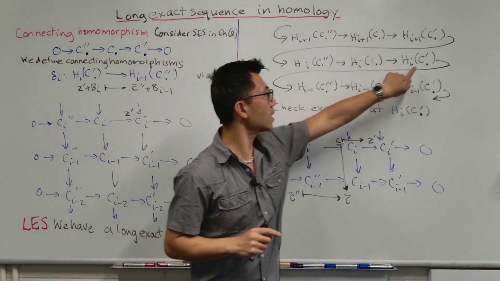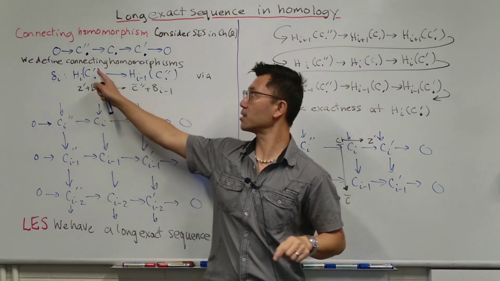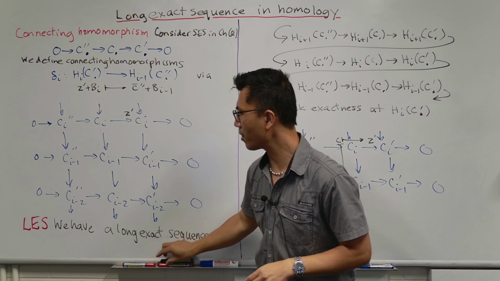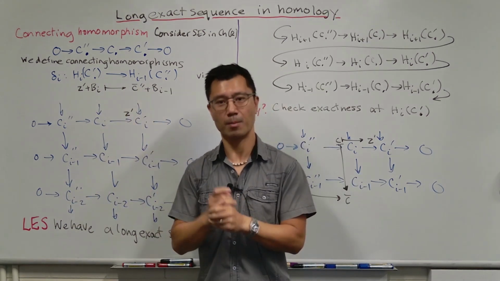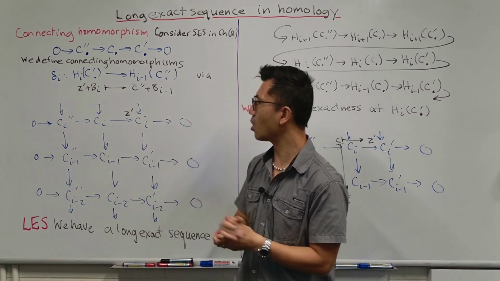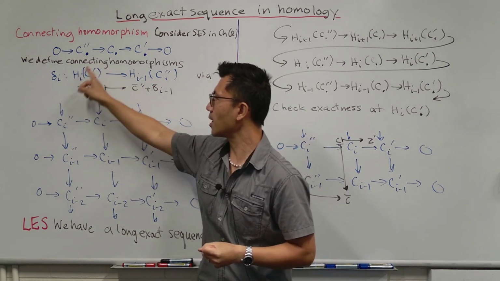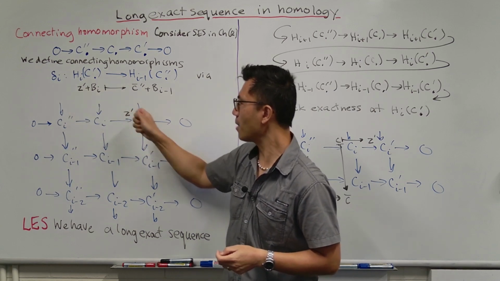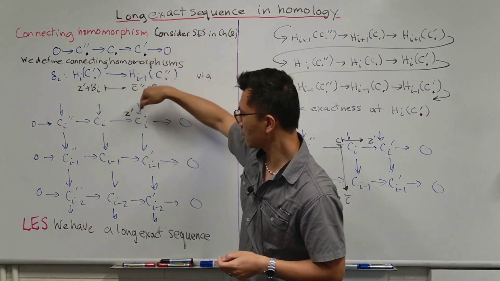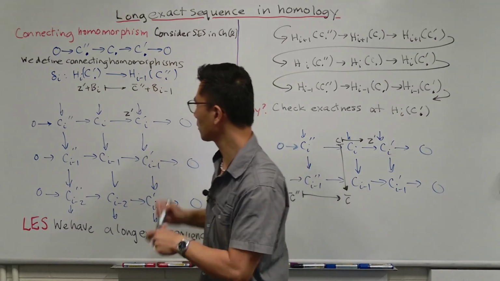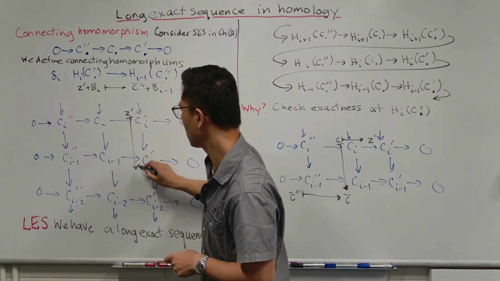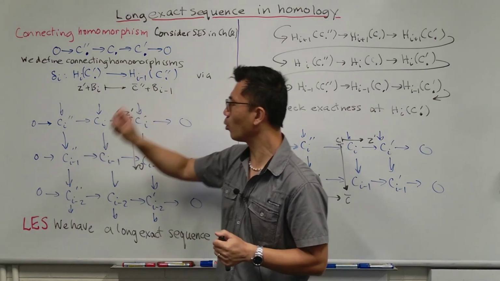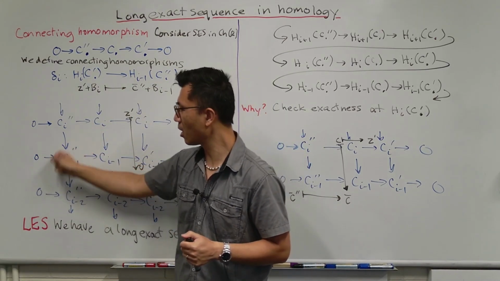Let's just do the one from here to here. So that's H_i of C prime to H_{i-1} of C double prime. Okay, so let's see how that works. I won't go through the whole details, but it's very curious to see how it works. So we're going to start with something inside here. So that's a coset of a cycle. So we start with some z prime that's in here, and it's a cycle in the sense that it will map to 0 here. And it's a coset of something like that. And we want to end up with a cycle over here and its coset.